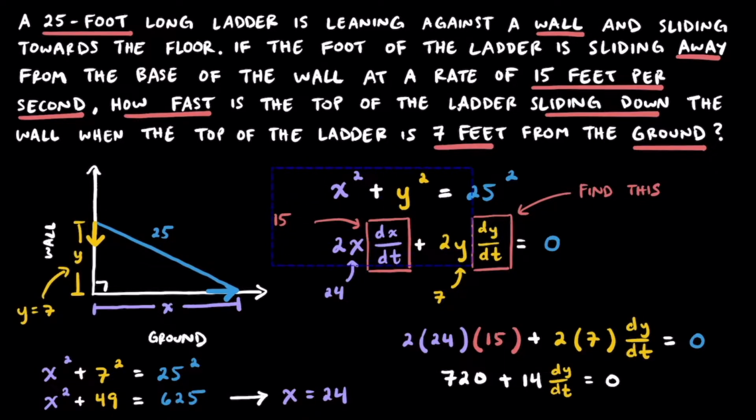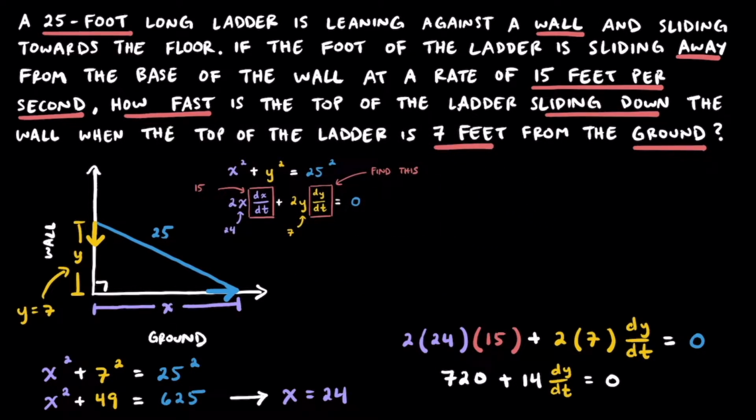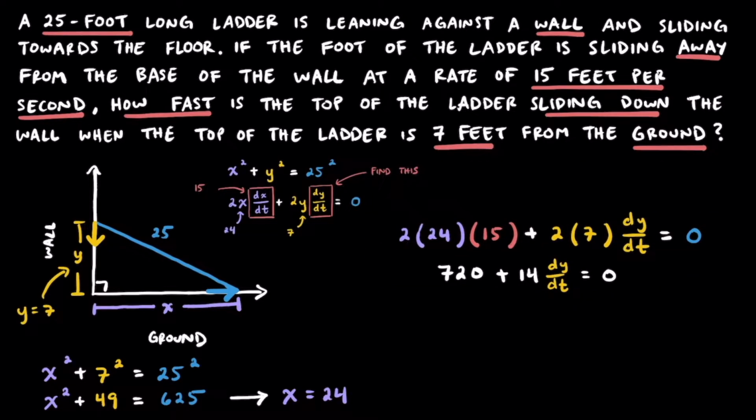Now just to make a little bit more room, I'm going to take this part up here, make it a little smaller, put it off on the side, and I will take this bit of information and drag it up so we have a little bit more room to work with. Subtracting 720 from both sides, we can say 14 times dy/dt is going to be equal to negative 720. Now finally, dividing both sides by 14, we can say that dy/dt is equal to negative 360 over 7. This right here represents our solution.